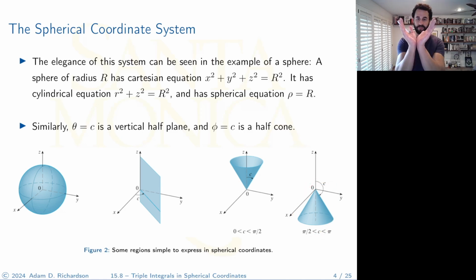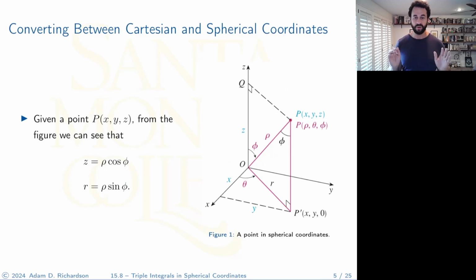So you can talk about the upper cone versus the lower cone. All right, so how do we convert between the systems? Now that we have a feeling for the components, I should say, the coordinates of a point, how do we convert between Cartesian and spherical coordinates? So here's how we do it.